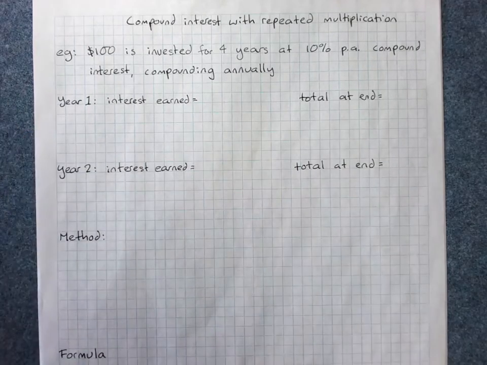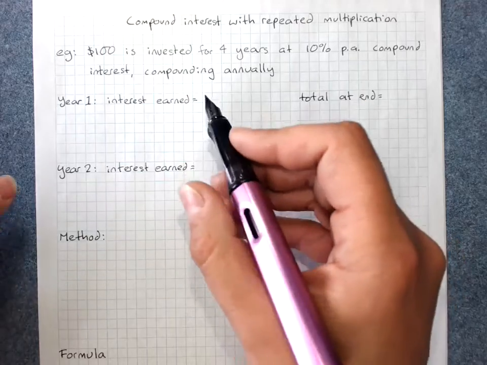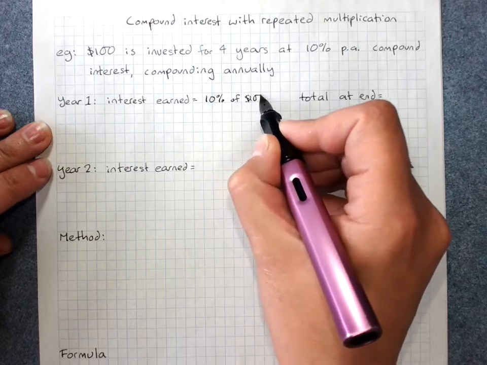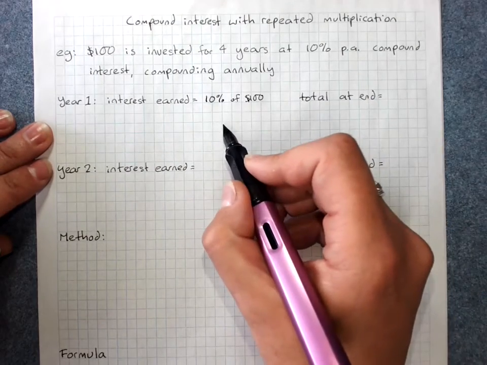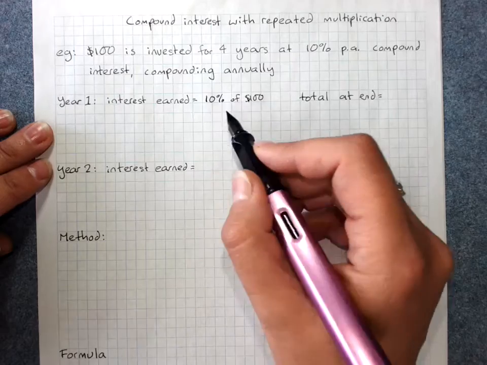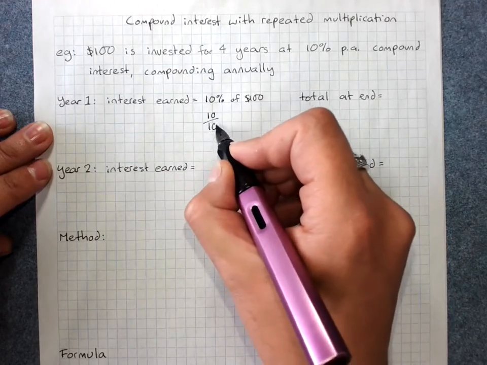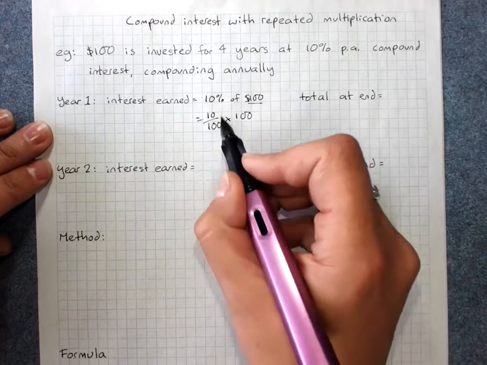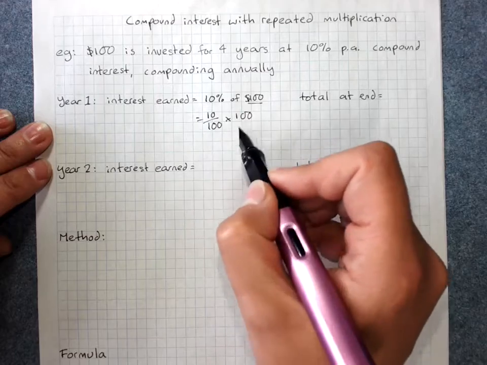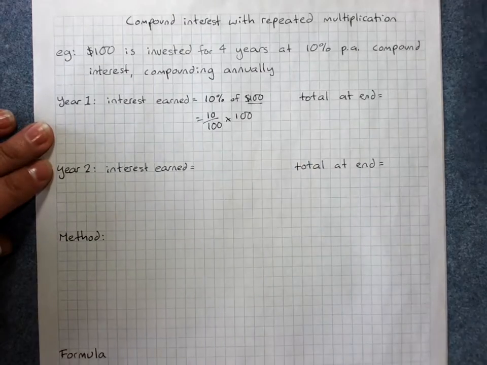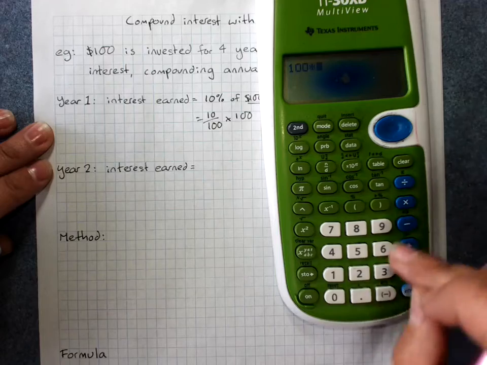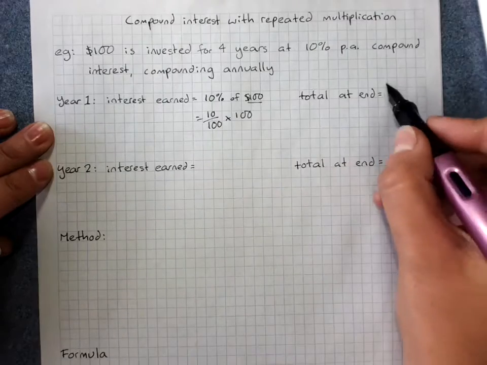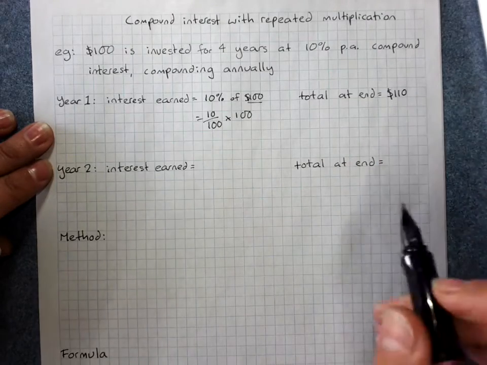So in year 1, the interest earned was 10% of $100. And to calculate 10% of an amount, that would be 10 divided by 100 times the amount. 10 divided by 100 means I'm multiplying by 0.1. And if I double check that, 100 times 0.1 gives me $10 of interest, and I add that on, and I've got $110 sitting in the bank account.